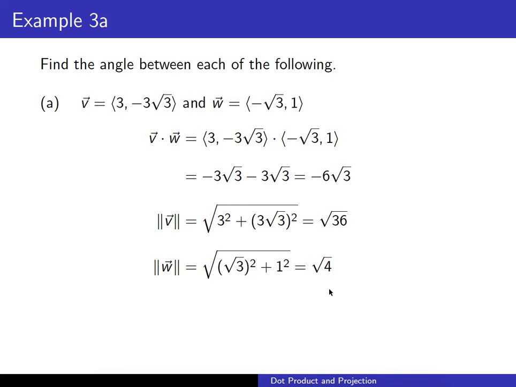because it's not going to make a difference in your calculator anyway. So our angle between them is the inverse cosine or arc cosine of the dot product, negative 6 square root of 3, over the square root of 36 times the square root of 4, which we could just make the square root of 36 times 4 inside one square root. And when we calculate this, we'll get 150 degrees, or 5 pi over 6.